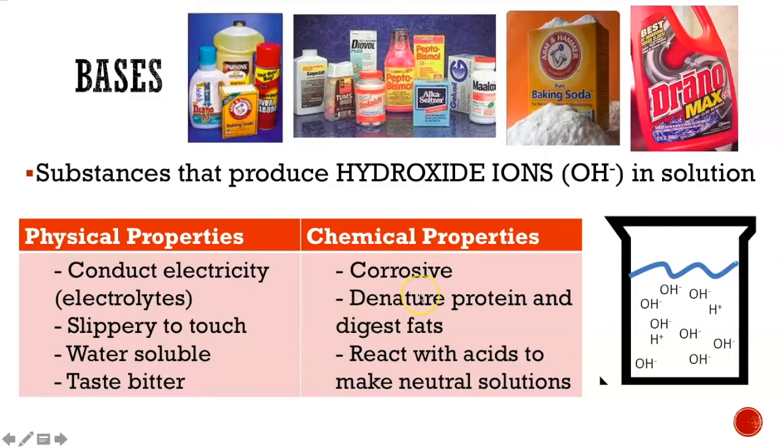Another chemical property is they can denature proteins and digest fats. That means within the cells of bodies, they can actually get in there and denature proteins, which means to essentially kill the protein off, which isn't good. That can kill cells. And that's actually why they're slippery to touch, because they can be killing cells in your fingers. And then lastly, they react with acids to make neutral solutions. We're going to get to that in a second, what that actually looks like.